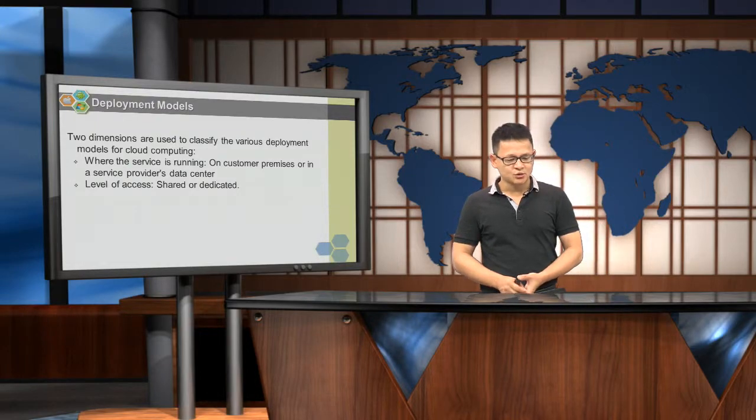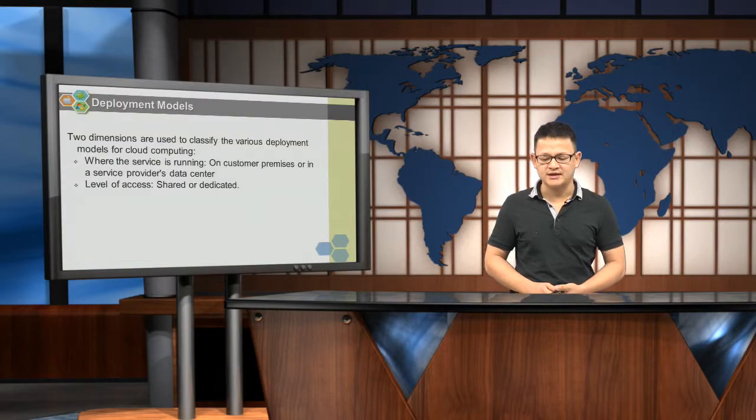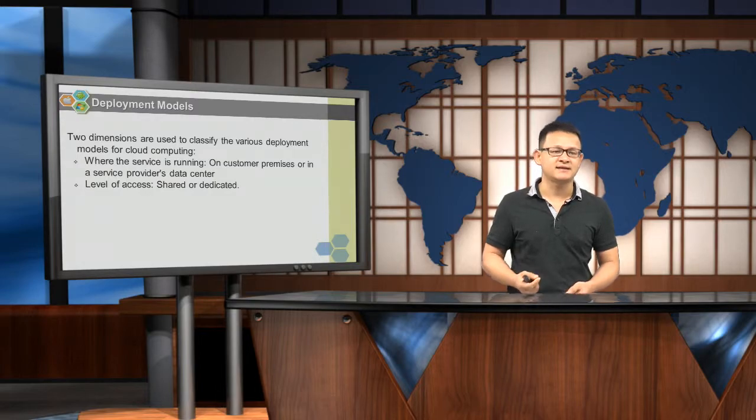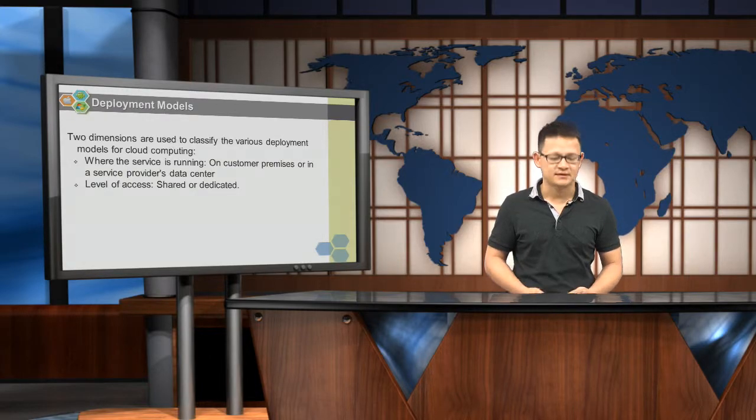And for this, we have two dimensions that are used to classify the various deployment models for cloud computing. The first is where the service is running: on customer premises or in a service provider data center. And the second is the level of access, which can be shared or dedicated.